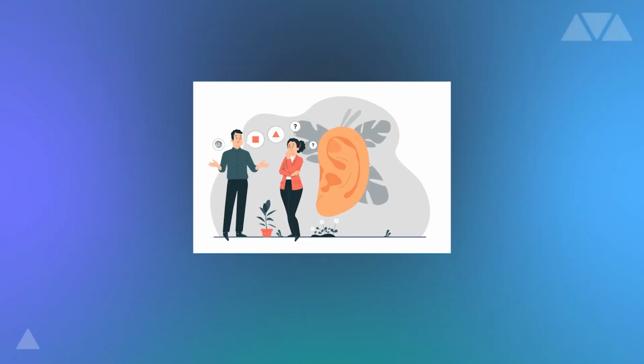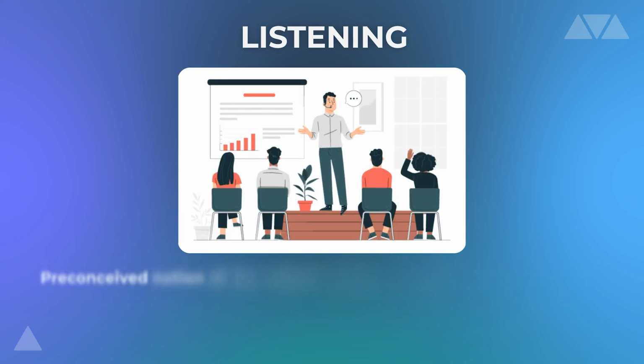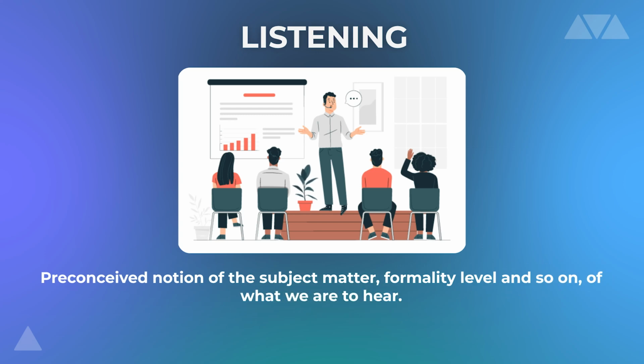There is a close association between listener expectation, purpose, and comprehension. Discourse which closely corresponds to what the listener expects and needs is more likely to be understood than that which is unexpected and irrelevant. Preconceived notions of the subject matter, formality level, and so on of what we are to hear matter a lot while a listening exercise is being conducted.